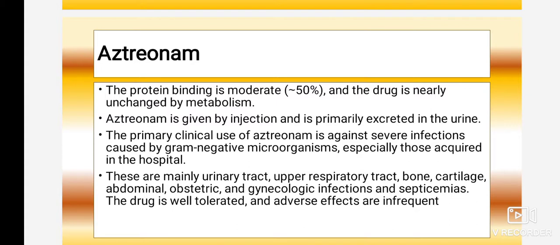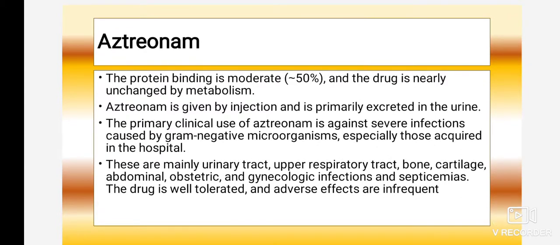Then related to the protein binding, the excretion, route of administration, then clinical use. This slide is very important. The protein binding is moderate, approximately 50%, and the drug is nearly unchanged by metabolism. This is the important point. Then Aztreonam is given by injection. If there is a question, what is the route of administration for Aztreonam? Keep it in mind, it is given by injection, mainly the parenteral route.